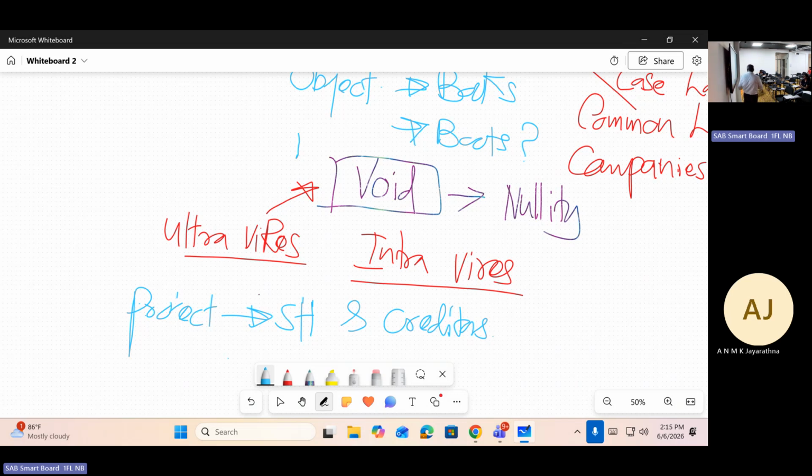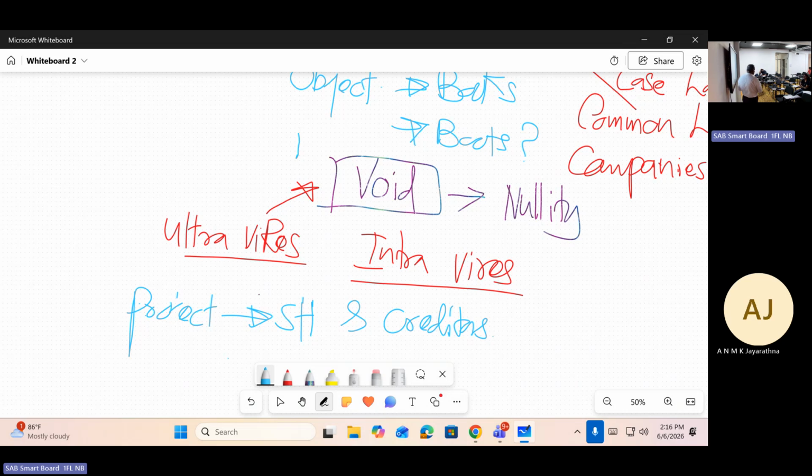The company must utilize the money only for those objects. The company cannot use this money for other purposes. Then the protection is given to the creditor. Then the company can make the profit, and the creditor can recover the loan capital with the relevant interest. The protection is given to the creditors.